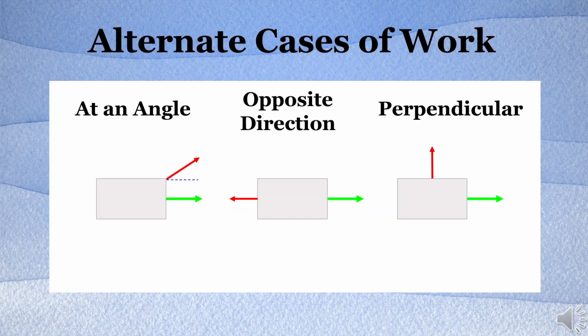Sometimes the work won't happen in the same direction as the kinetic energy. We will also need to know how to apply the energy principle in cases where the work occurs at an angle, in the opposite direction of kinetic energy, and perpendicular to the kinetic energy.